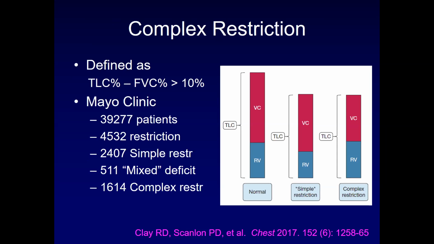At the Mayo Clinic, they took 40,000 patients from their database and pulled out 4,500 individuals that had restrictive lung disease. Of those individuals, 2,400 had simple restriction. That's the vital capacity and the residual volume both went down in conjunction with each other. 511 of them had both obstructive lung disease plus restrictive lung disease. But then there were 1,600 patients that didn't meet the descriptive for either of these two and had a total lung capacity minus the vital capacity of greater than 10%.